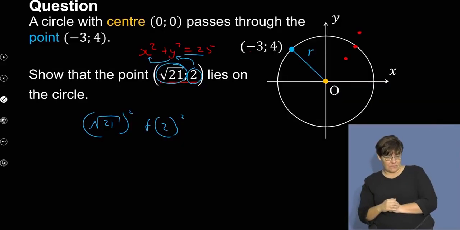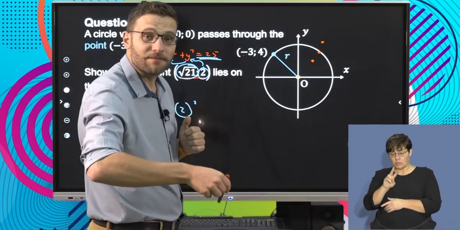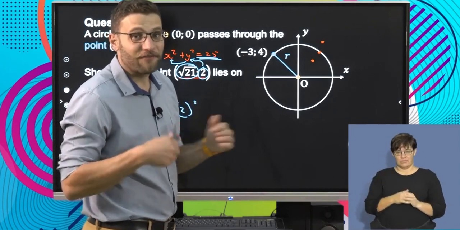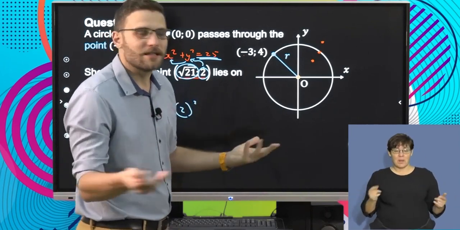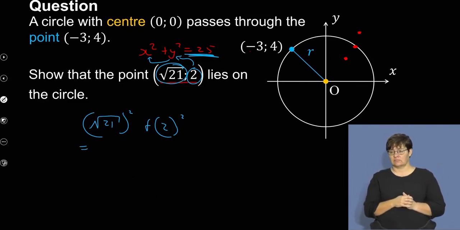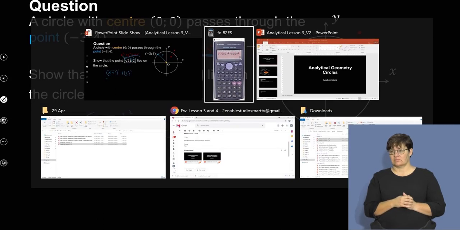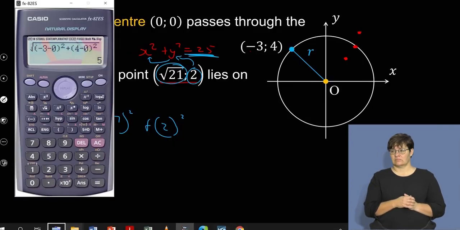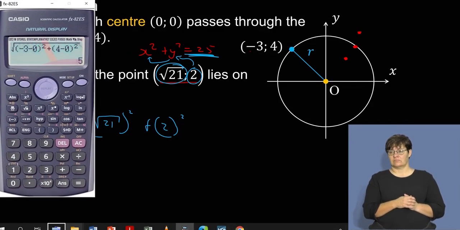Does it equal what it's supposed to equal? Because if it does equal what it's supposed to equal, then yes, it does lie on the graph. If it doesn't, then I know that it doesn't. All right, excellent. So let's go and calculate this. I can do this on my calculator, so let me take that out. Where's my calculator? There. Let me move it to the side a little bit.